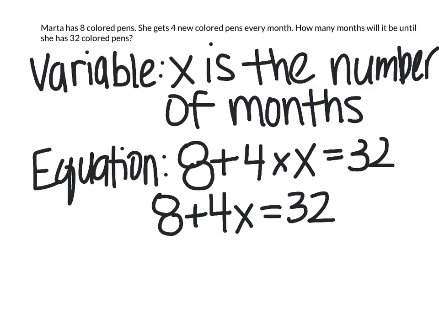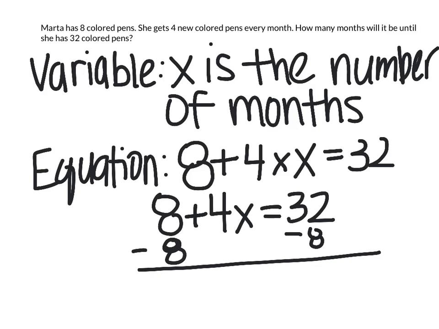I have a plus, so that means I need to subtract. I have just a number over here, no x's, so I don't want to do minus 4x. If I do that here, I can't do 32 minus 4x. So in that case, I'll do minus 8 on both sides. 8 minus 8, 0, plus 4x equals 24.